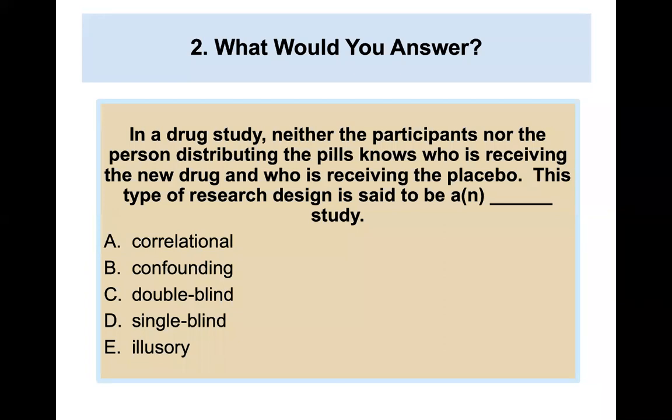In a drug study, neither the participants nor the person distributing the pills know who is receiving the new drug and who is receiving the placebo. The placebo, we're going to talk about in the next slide, is sort of like a fake treatment. This would be a double-blind study because neither the participants nor the person distributing the pills knew who was receiving the new drug.